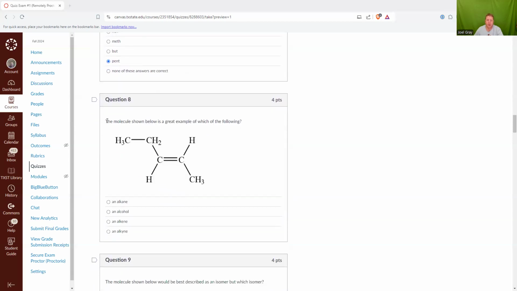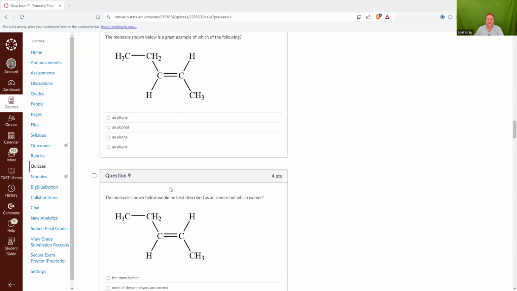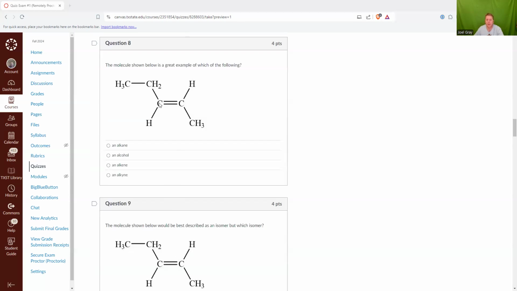Now, question number 8. The molecule shown below is a great example of which of the following? An alkane, an alcohol, an alkene, or an alkyne. Okay, an alkane is nothing but carbon-carbon single bonds. An alcohol has 1 oxygen, 1 OH. An alkene has at least 1 double bond, and an alkyne has at least 1 triple bond. We can see here there is a carbon-carbon double bond. So this is an example of an alkene.